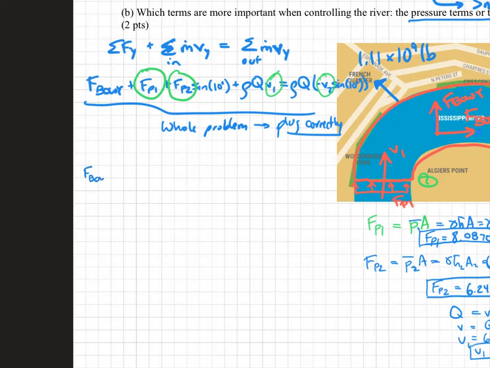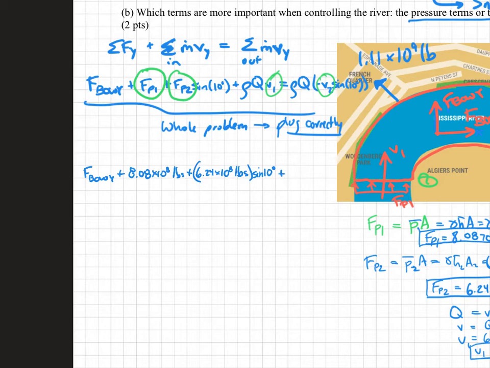F Bowie, plus FP1, 8.08 times 10 to the 8th pounds, plus 6.24 times 10 to the 8th pounds. Those are our pressure terms. And this one's going to be multiplied by the sine of 10, which is going to make it significantly smaller.